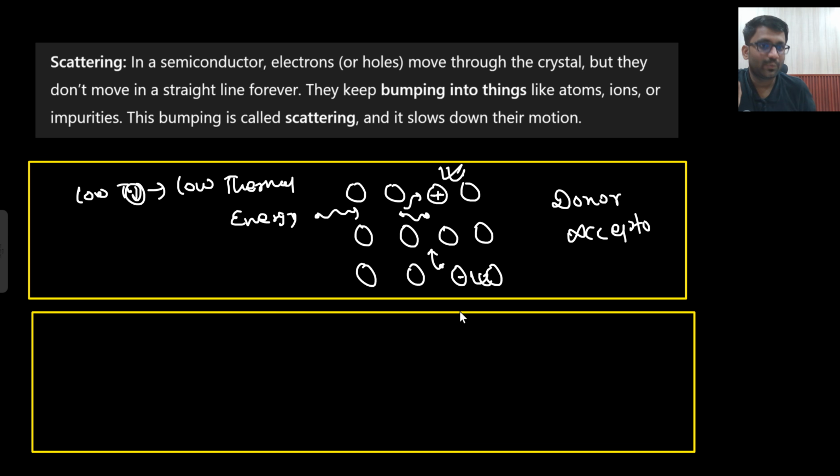Impurity scattering, listen to my statement very carefully. Impurity scattering is dominating at low temperature only. As the temperature increases, impurity scattering decreases, because if temperature increases, then thermal energy will increase and electrons will move very fast. If electrons are moving very fast, then they will not be able to attract me, right? Basically, if electrons are moving very fast, then these positive ions or negative ions will not be able to attract or repel the electron. So the effect of impurity scattering will reduce with increase in temperature.